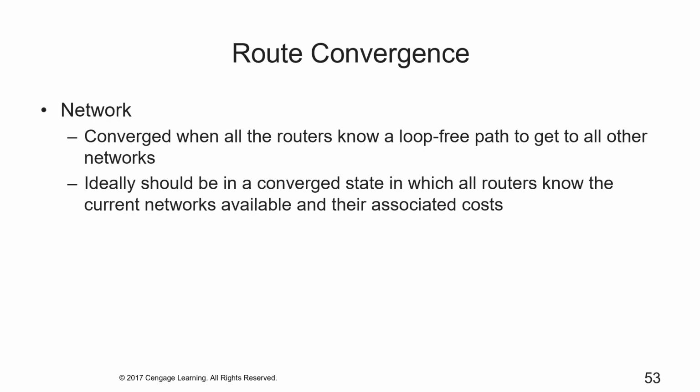Convergence is the process in which all routers on a network recalculate the optimal paths after a change in the network. A network is usually said to be converged when all the routers know a loop-free path to get to all other networks. Ideally, a network should be in a converged state in which all routers know the current networks available and their associated costs.